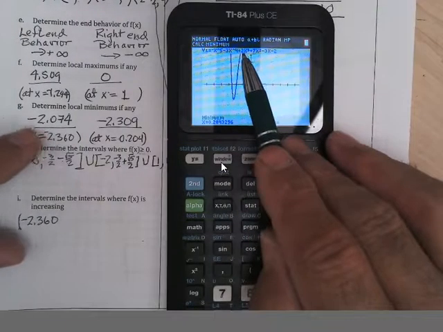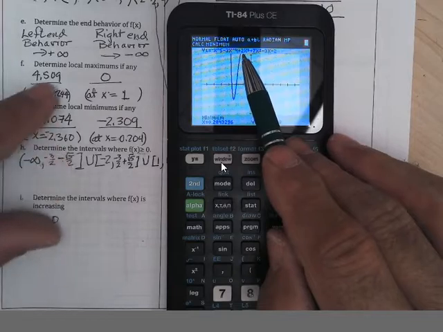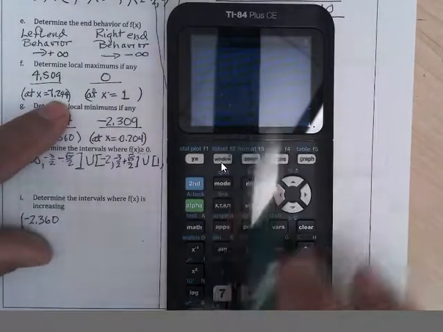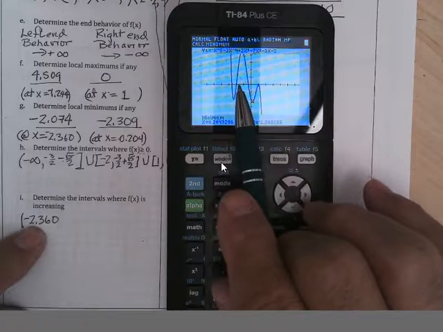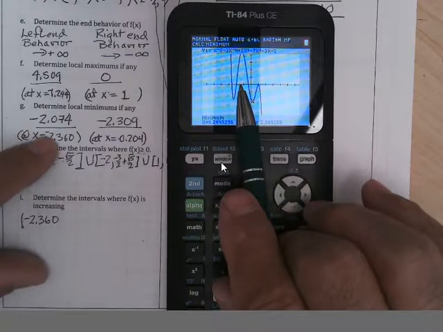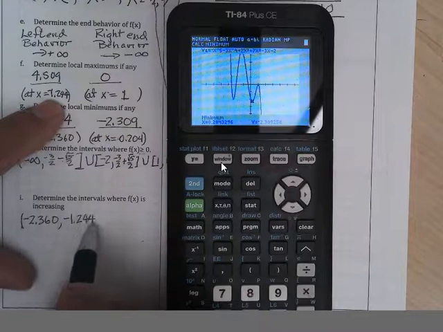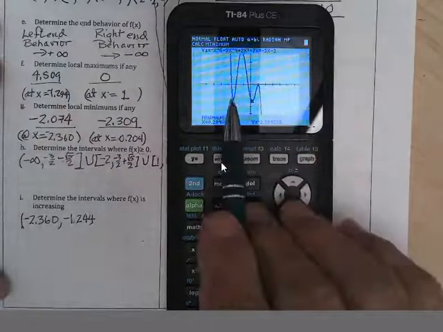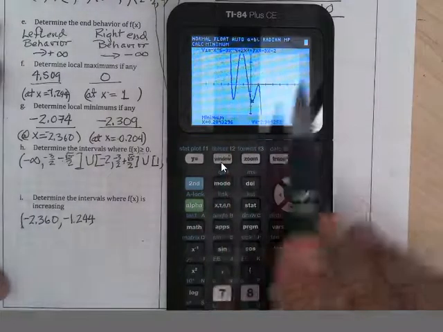Starting at that x value over to the x value where it's the highest, it's increasing. Now where it's highest right here, this local maximum was 4.509, but the x value is what we want. For what x is it increasing? It's increasing from negative 2.360 as we go over to negative 1.244. That's the x value for that maximum. That's why I kept these numbers. So it's increasing from this low spot to that high spot, from that local minimum to that local maximum.